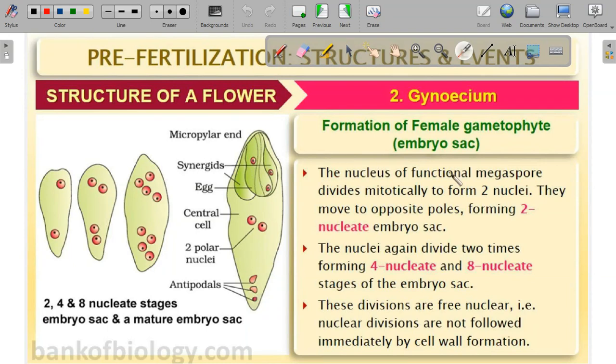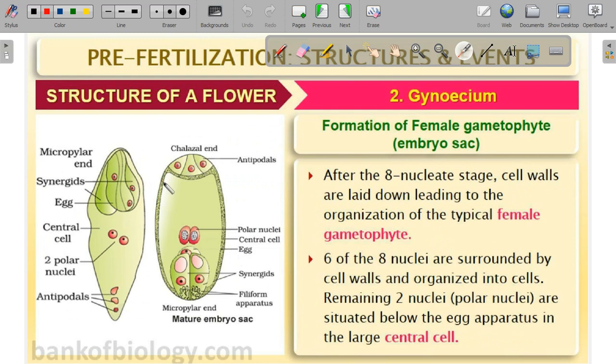So the nucleus of the functional megaspore divides mitotically to form a two nucleate embryo sac. The two nucleate embryo sac undergoes mitotic division again to form a four nucleate embryo sac. Again, they move towards the opposite poles. Again, they get transformed into eight nucleates. So 1, 2, 3, 4, 5, 6, 7, 8. Eight nucleate are there. Among them, I'll go for the next one, because this you won't be drawing in the exam. The drawing you'll be writing in the exam is the next one.